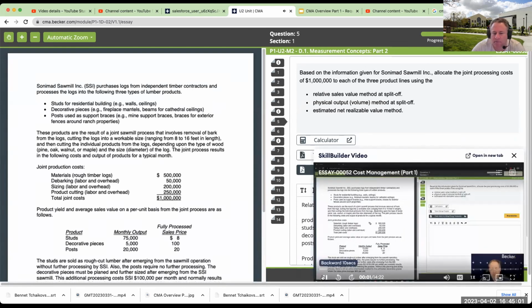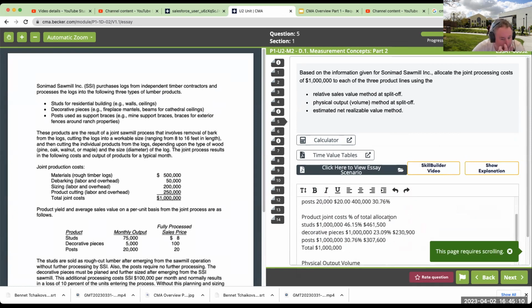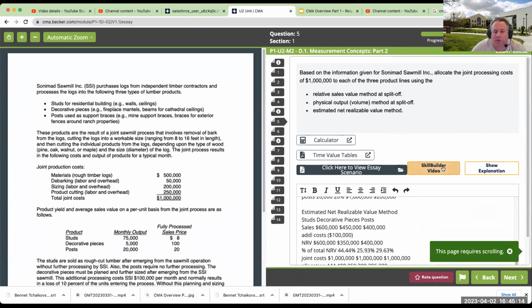Michael Brown: In this problem, we're going to be dealing with kind of a classic question. So again, when you do the essays on Becker, this will give you a chance to write these out. But you also can see what the explanation is, and at the same time use the skill builder video.